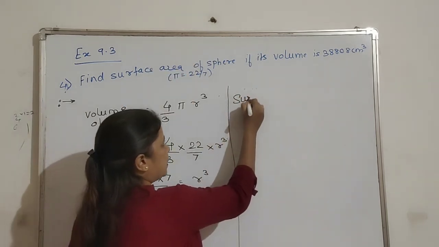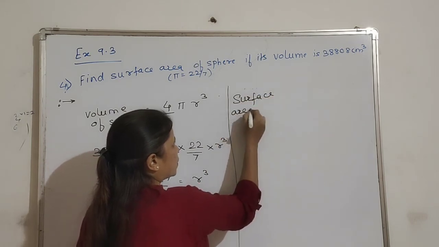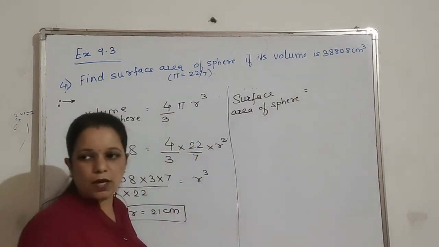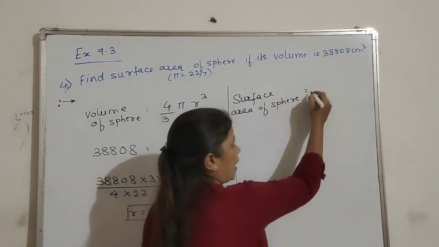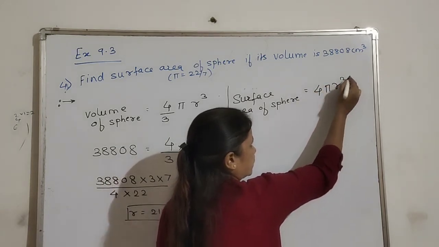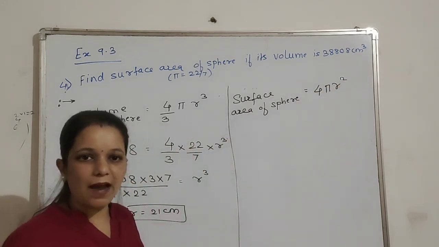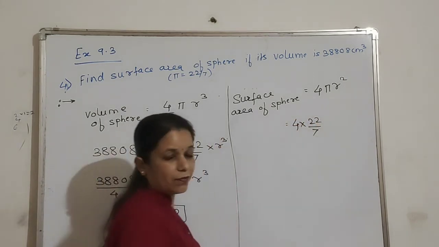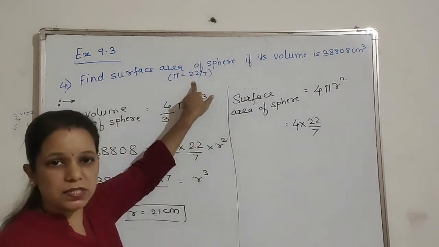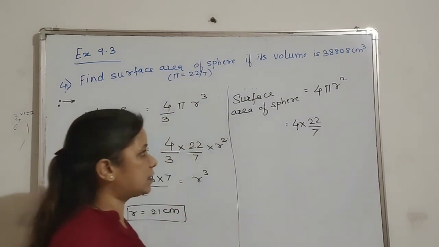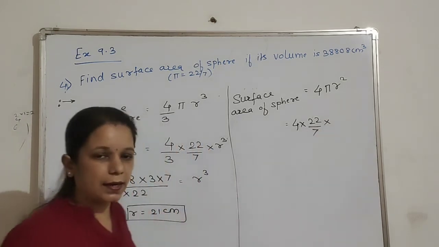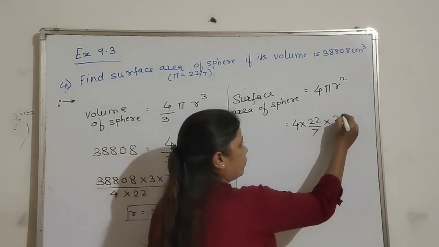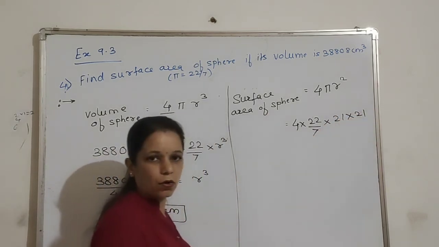So surface area of sphere. The formula for surface area of sphere is 4 pi r square. All the quantities we have. So 4, 22 by 7. We are not using 3.14 because the value is given here as 22 by 7 into r square. Radius we have just calculated here, 21 centimeter. So 21 into 21.